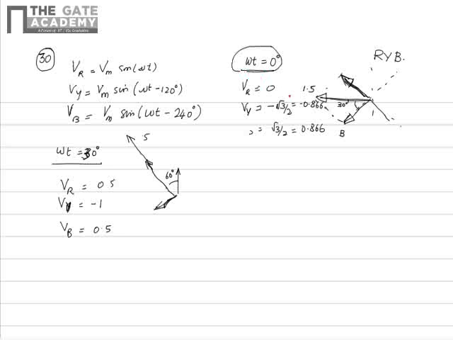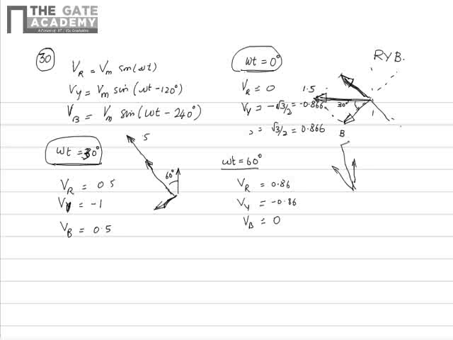So when omega t was 0, the resultant vector was in this direction, while when omega t equal to 30, the resultant vector is rotated by 30 degrees in the positive direction. And when we consider omega t equal to 60 degrees, the values of Vr, Vy and Vb are respectively 0.86, minus 0.86 and 0. When you take the resultant, you will get it again like this. This is Vr and minus Vy, and the resultant is like this.